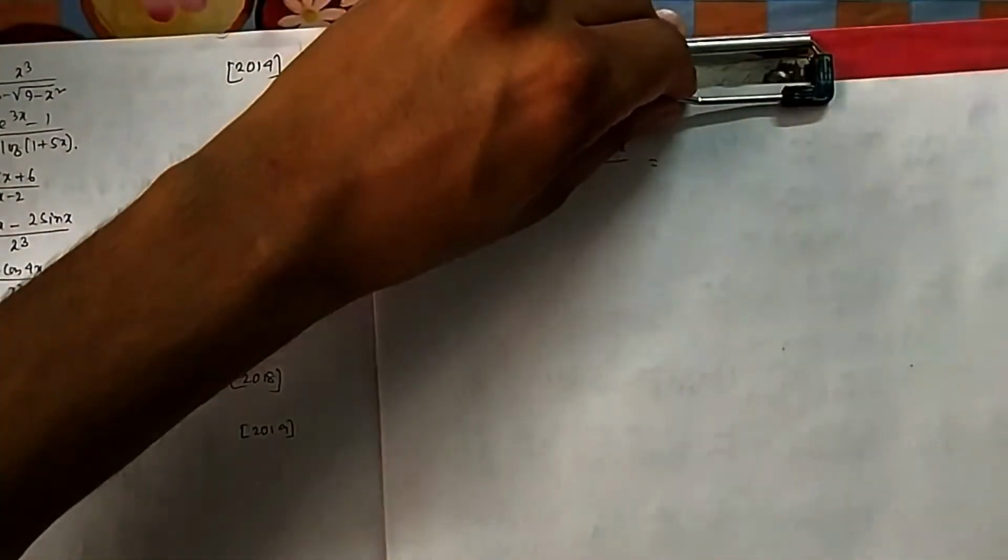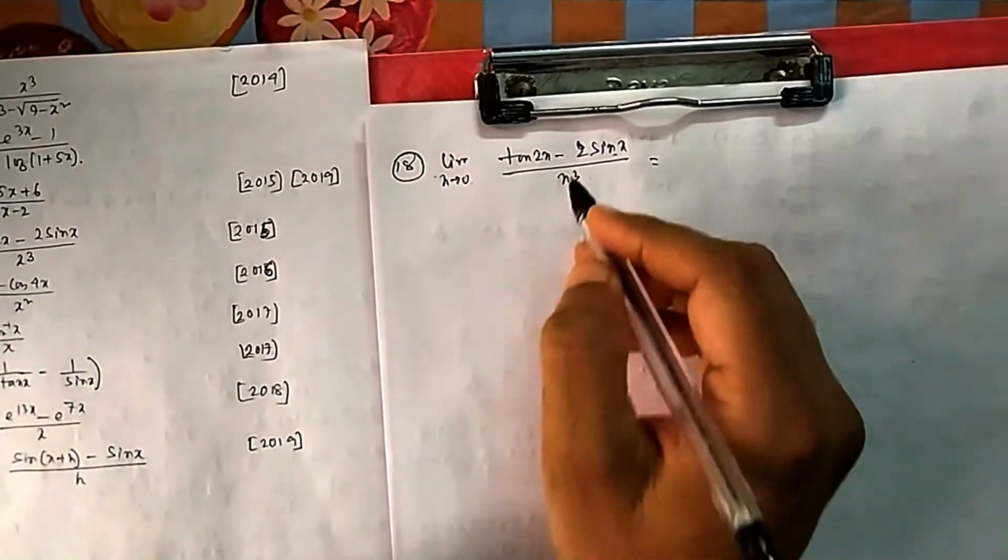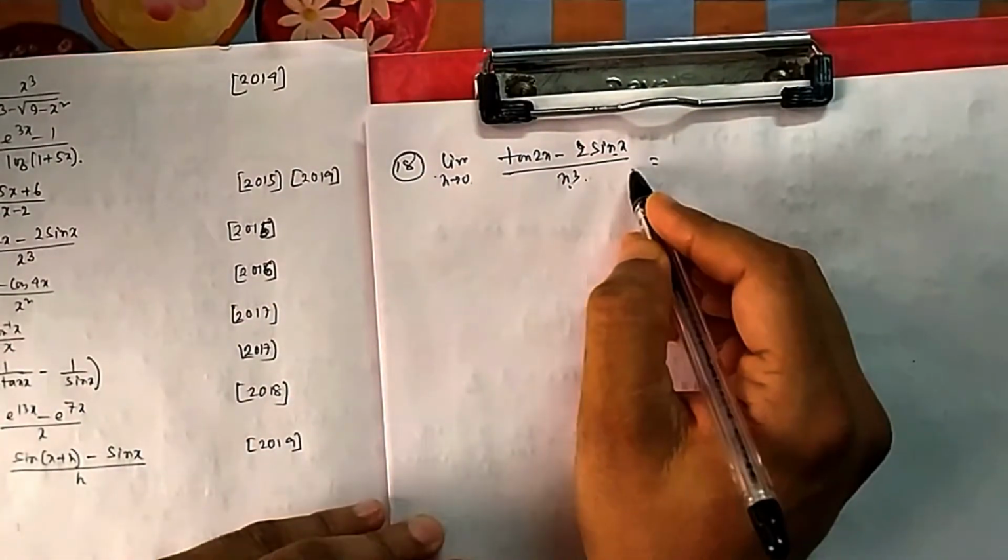You can see here 10x sin x is there, but here x cube is there. So if you take 1x for this one, 1x for this one, then 1x square, that is 2x, will remain in the denominator.